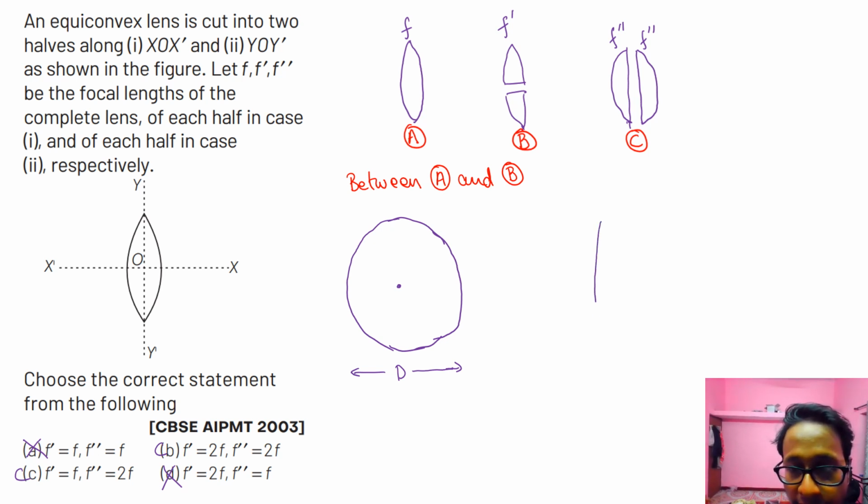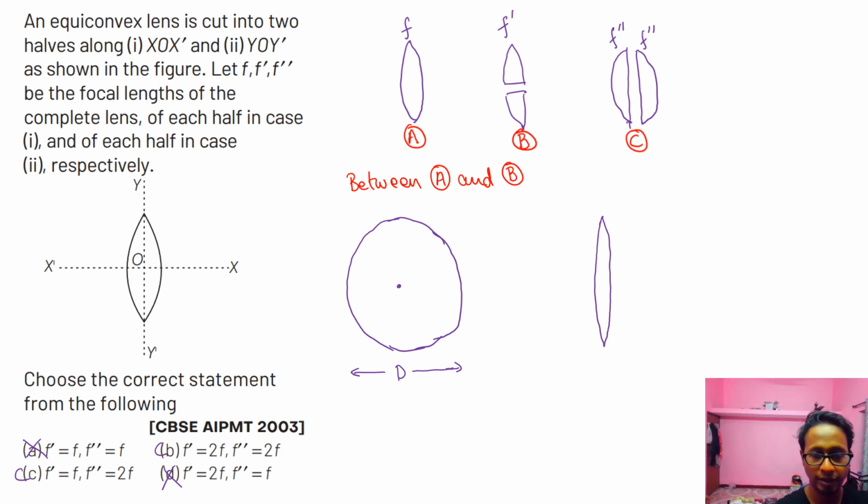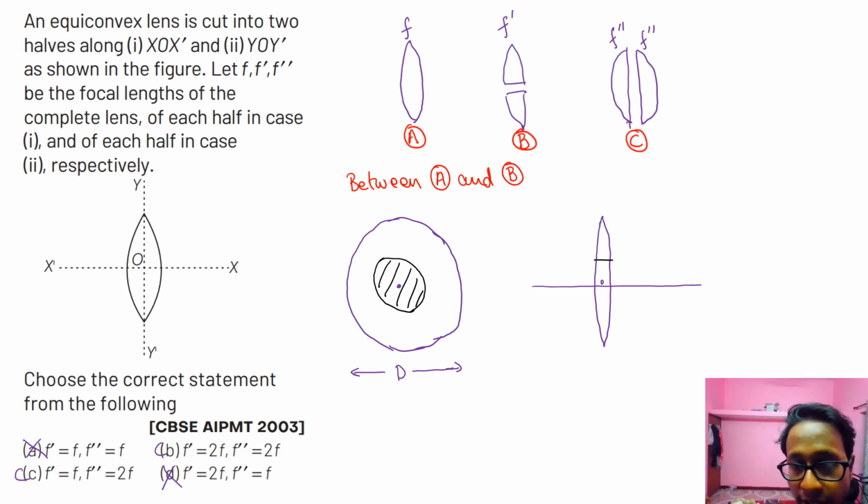So this lens can be represented by this axis. Out here the lens is shown like this, and this is the center. Now if I cover some area with black paint or any other opaque material, the focal length would remain unchanged. The focal length will remain as it is.